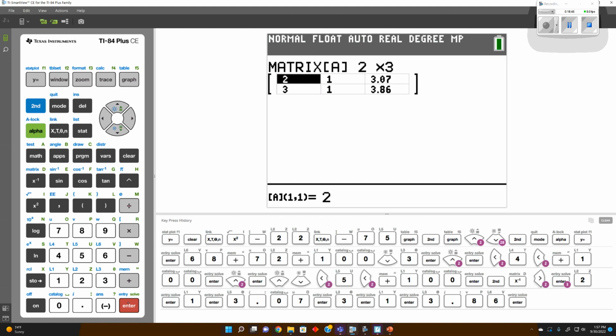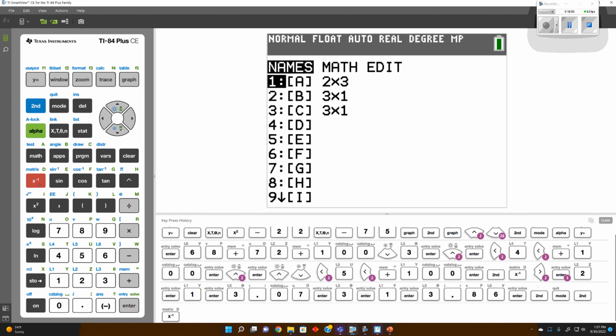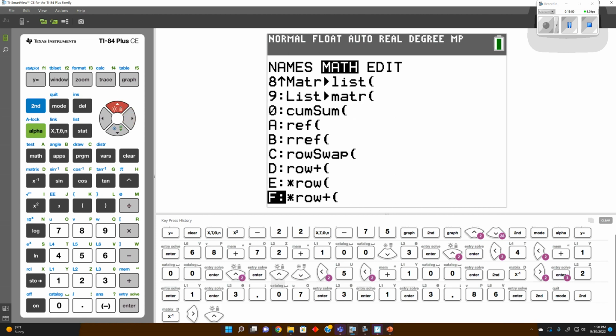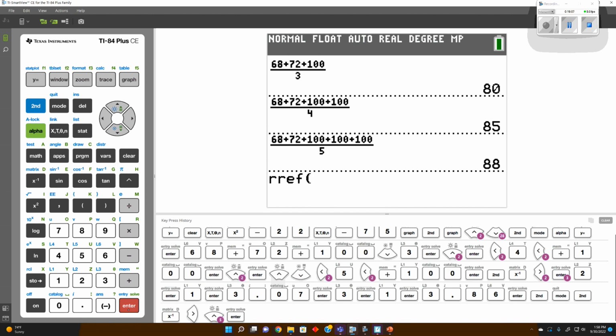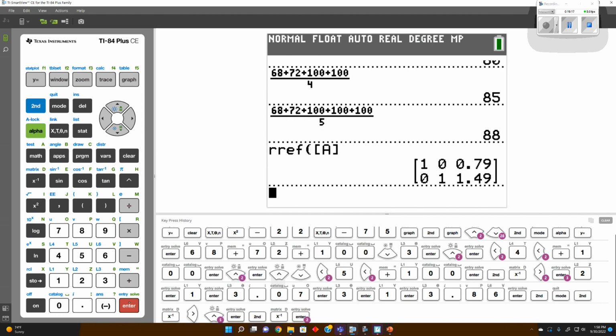Now what we can do next is second quit, and then we're going to go second matrix. But this time we'll go over to math, because we need our RREF, reduced row echelon form, the one with the 2 R's. Our RREF. We can hit enter. Then once we get this, we'll go second matrix, A, enter, and we get this here.